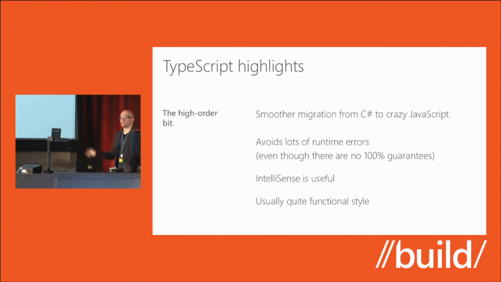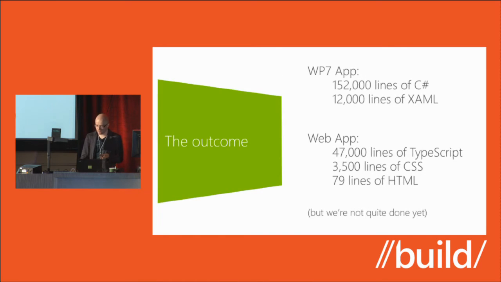IntelliSense is useful, especially if you are coming later to the project. Those other people that came later really could use IntelliSense to explore what's in the project. So that's really good. And finally, the code that you write in TypeScript usually tends to be a bit more functional in style than in C#, but this is really a matter of personal preference. But it lets you do that, and in some sense encourages that.